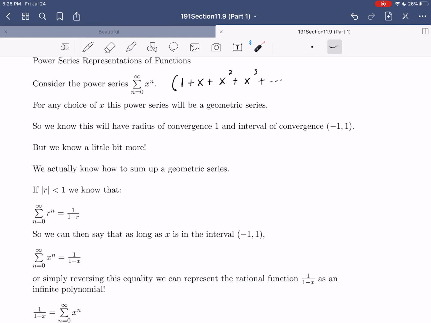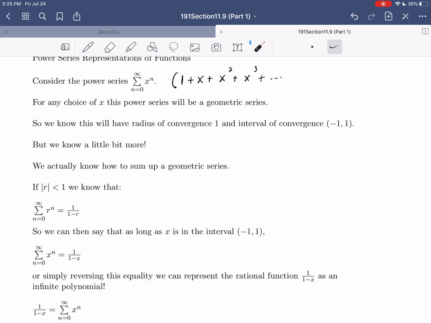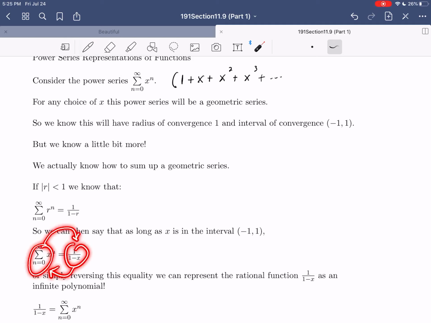So we can say that as long as x is in the interval -1 to 1, as long as x is in that interval of convergence, the series is going to converge, and it's going to converge to 1 over 1 minus x. So in other words, the sum from n equals 0 to infinity of x to the n is equivalent to 1 over 1 minus x. Now, if we reverse this equality, obviously writing this one on the other side and this guy on this side doesn't change anything.